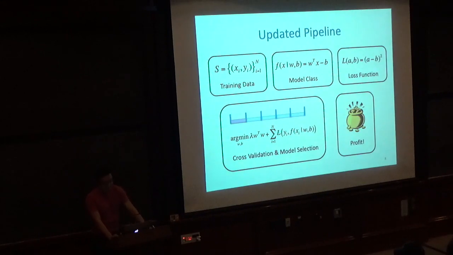OK. So here's the updated pipeline that we'll be working with today. The only thing that's changed is that I added this lambda to the learning objective. If lambda equals 0, I get the original learning objective that we've been looking at in lectures up until now. And model selection and validation is simply to be used for choosing lambda. If we hold out some of the training set for validation, we could use that as a proxy for test set performance, and we can see which choice of lambda gives us the best validation set performance.